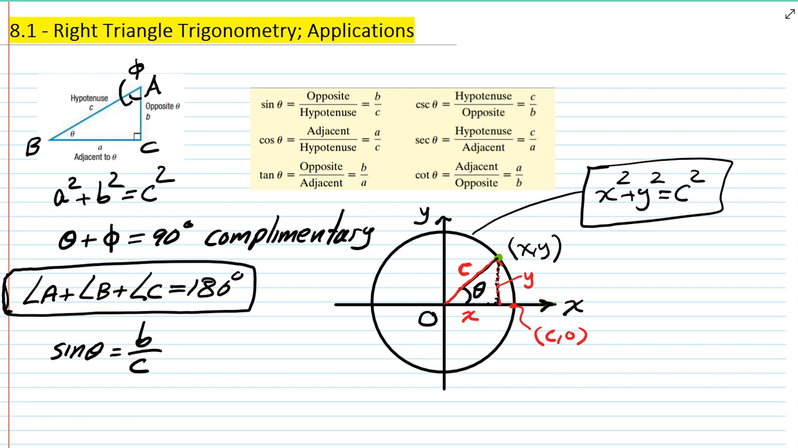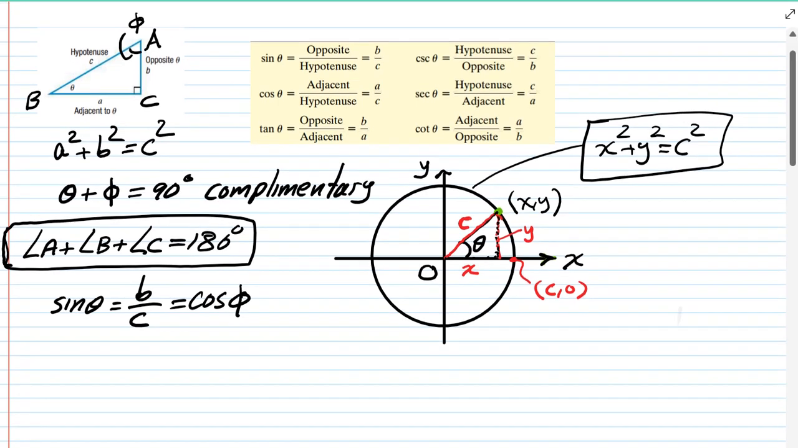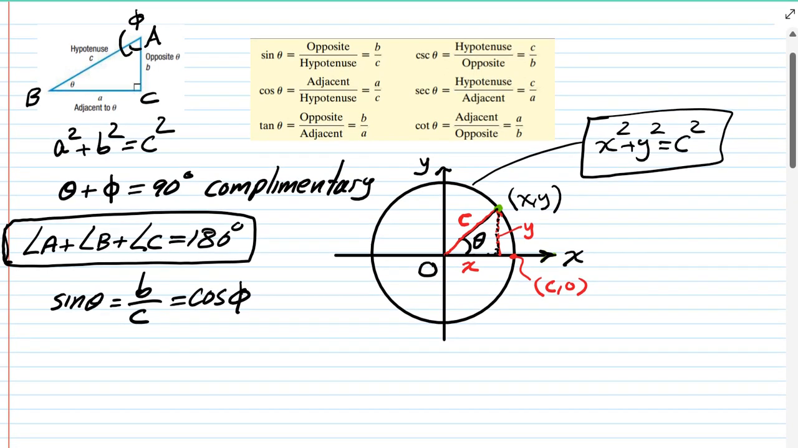Now, because of that, b to c with respect to phi is equal to cosine of phi, wouldn't it? It's the ratio of adjacent to phi over hypotenuse. So that's actually something interesting that exists between an angle and its complement. It is for this reason that we call sine and cosine cofunctions. In fact, the co in cosine is short for cofunction of sine.